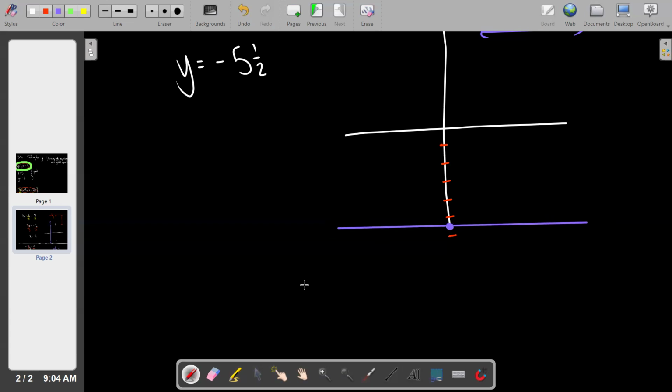We're not going to panic. I'm asking this of you. We're not going to panic when these things happen. We're going to accept the fact that sometimes our intercepts are going to be things like 3.5, 5 1/3. And when that happens, we're just going to estimate where they are. I know where -5.5 is, and so do you.